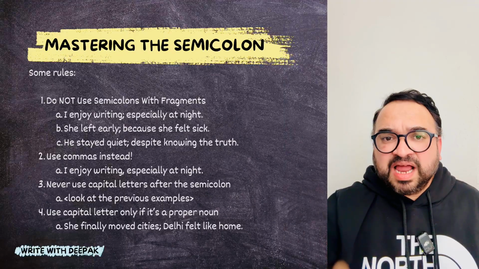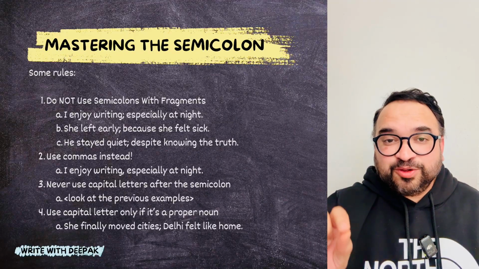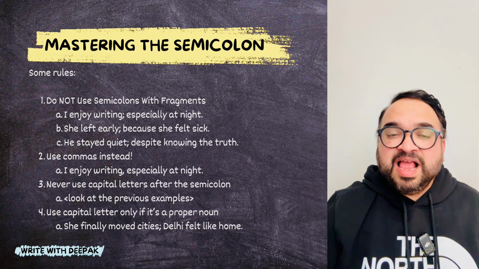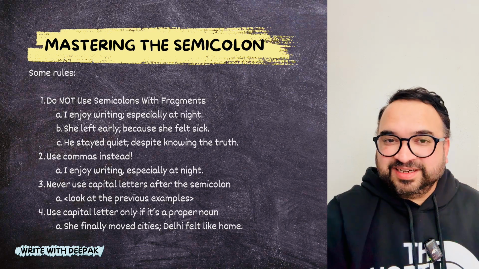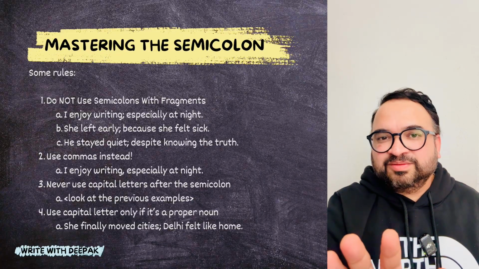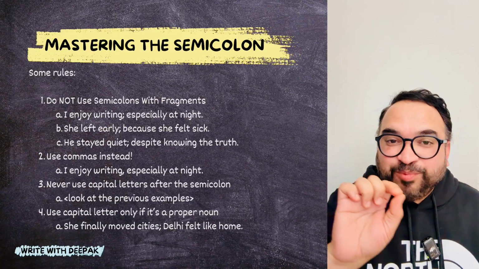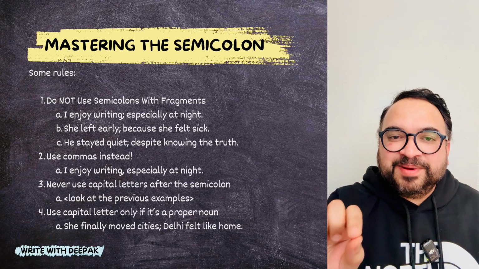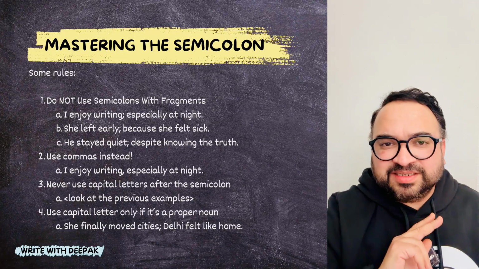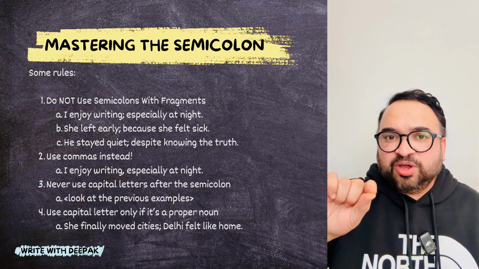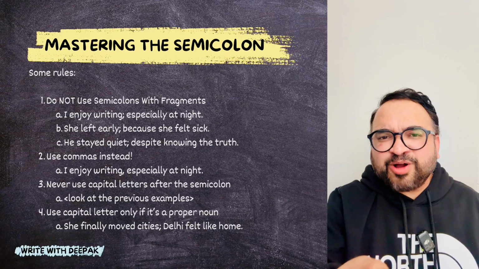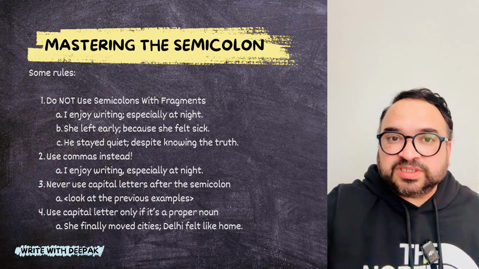Look at this example. I enjoy writing, semicolon, especially at night. What is wrong in this? I'll tell you what is wrong. Especially at night is not a whole sentence. Especially at night means what? Especially at night means a lot of things. Don't use it. Both these sentences have to be independent and they have to make sense. Only then you can use a semicolon. Never use them with fragments. In such cases where you are not sure if the sentence stands independently, use a comma. It's simple. You don't have to use a semicolon.